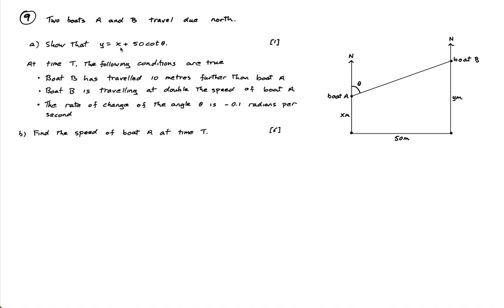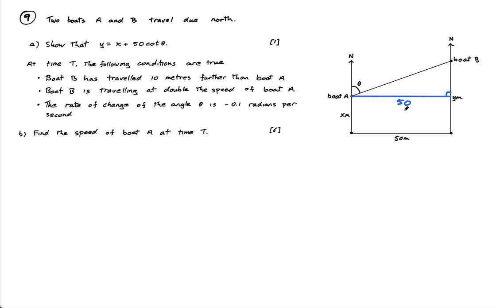Part A, show that y equals x plus 50 cot theta. Okay, so it's only worth 1 mark. It shouldn't be that difficult, but it's not simple. This is the last question in section A of the paper, guys, so you know it's going to be hard. Okay, so I'm drawing a triangle here. Once you see there's a trig relationship, try to think SOHCAHTOA, especially if it's only 1 mark.